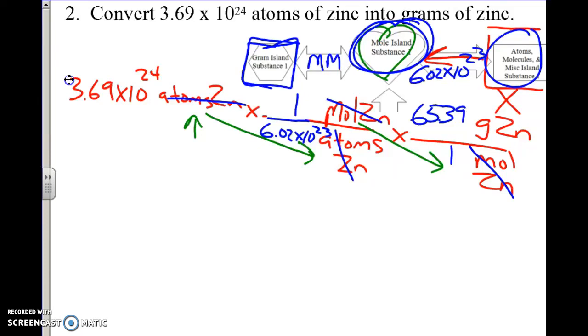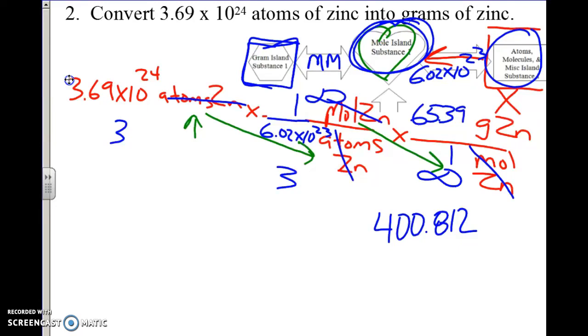We crunch all that into a calculator, and we end up getting 400.812. We look at sig figs. We see that there are 3 sig figs there, and there are 3 sig figs there, and there's infinite sig figs there, and there's 4 sig figs there. So our answer could only have 3 sig figs. So our answer would be 401, and the label would be grams of zinc. We'll move on to the next problem.